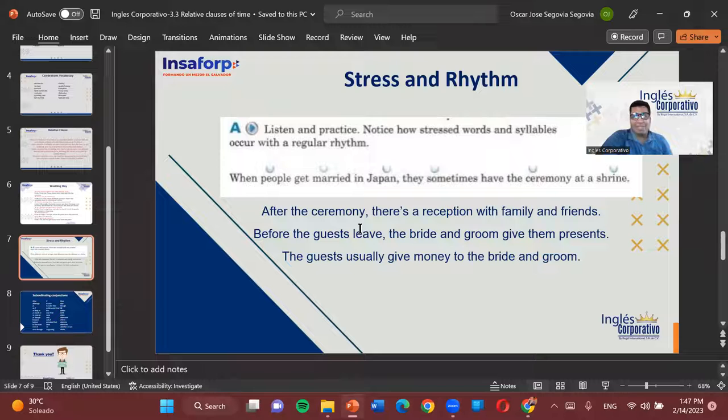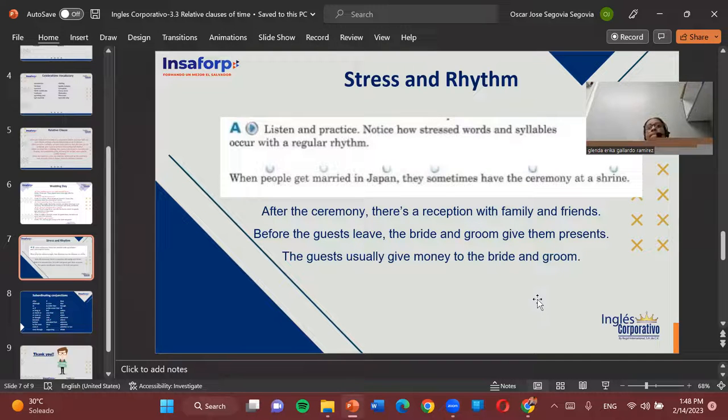Before. Before, yes. Okay. Before the guests leave, the bride and groom give them presents.